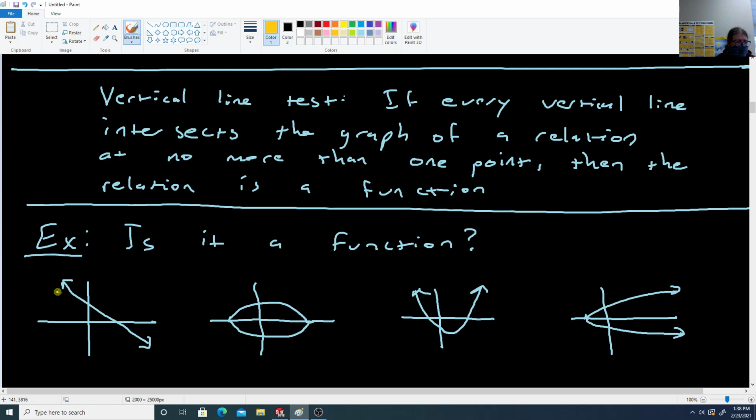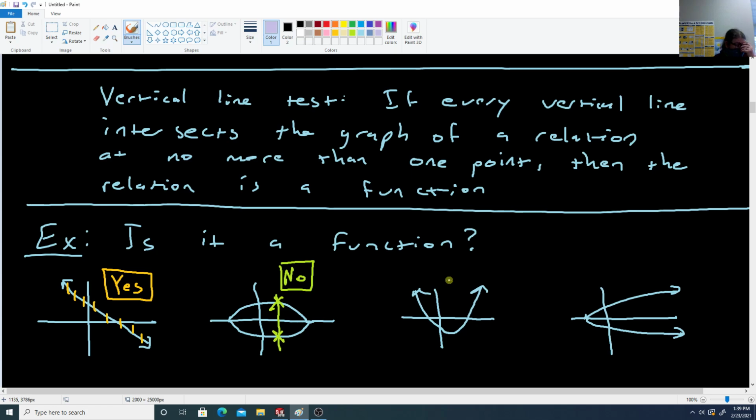So for the first one, every vertical line I can draw on this diagonal line will hit the diagonal line only once. So yes, that's a function. I can't find a vertical line that hits this graph twice. For the second one, I can find a vertical line that when I draw it through hits the graph in two different points. So this one here is not a function. I can find a vertical line that bumps into the graph twice, so it's not a function.